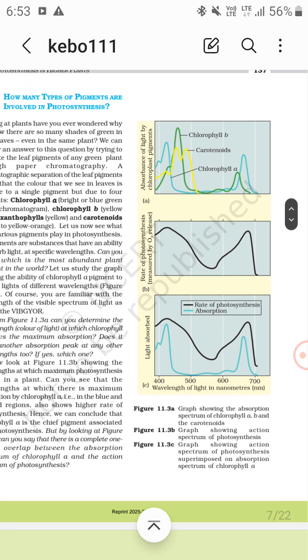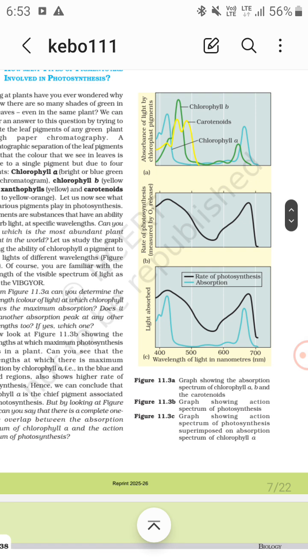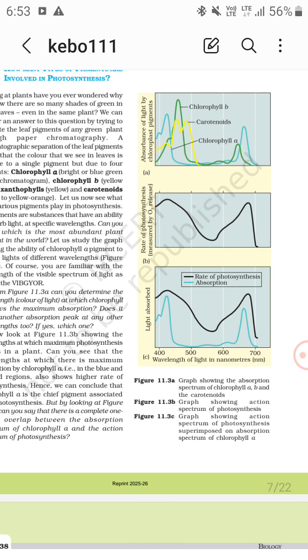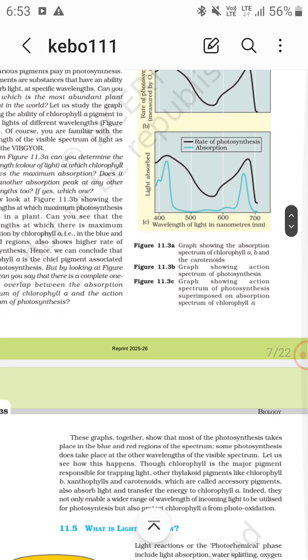First you are showing chlorophyll A, then chlorophyll B, and then carotenoid, right? Rate of photosynthesis measured by O2 released, then light absorbed. Okay, so this is a graph showing action spectrum of photosynthesis superimposed on absorption spectrum of chlorophyll A.